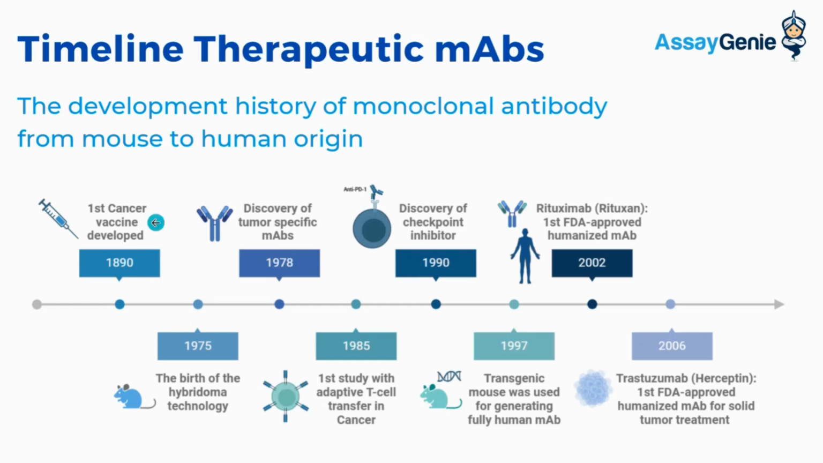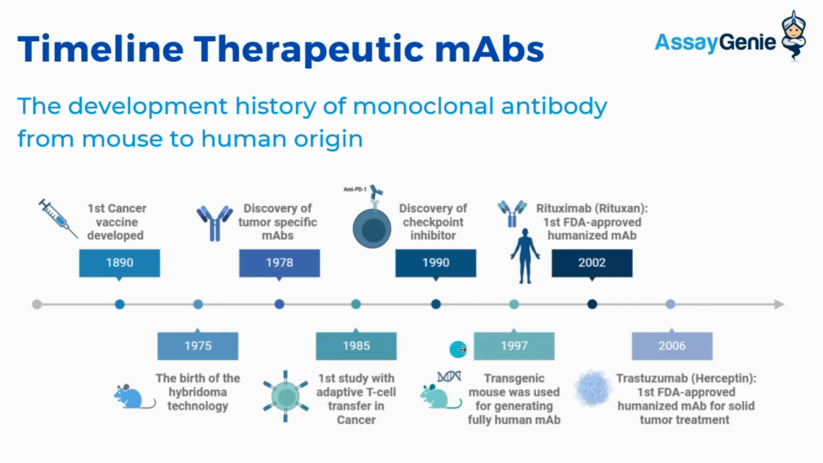We can see that the first cancer vaccine was developed back in 1890 by William J. Coley. Then in 1975, we had the birth of hybridoma technology. Then in 1978, we had the discovery of tumor-specific monoclonal antibodies. And in 1985, we had the first study done with adoptive T cell transfer in cancer patients. Then in the 1990s, we had the seminal discovery of a checkpoint inhibitor by Professor James Allison and Professor Tasuku Honjo, who were co-awarded the Nobel Prize in Physiology or Medicine for this discovery.